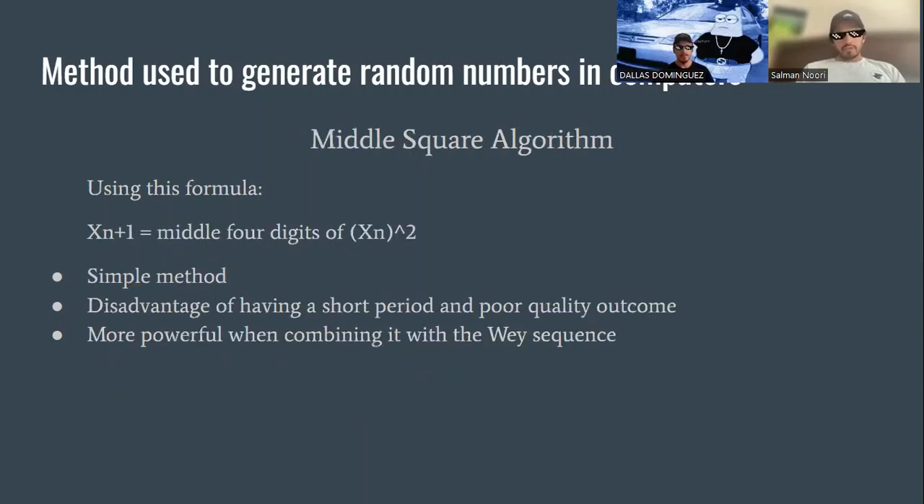The middle square method uses the formula where we take 4 digits of the seed and we square that. It's a simple method, but it has disadvantages such as short period and poor quality outcome. But this method becomes more powerful when combining it with the Weyl sequence.